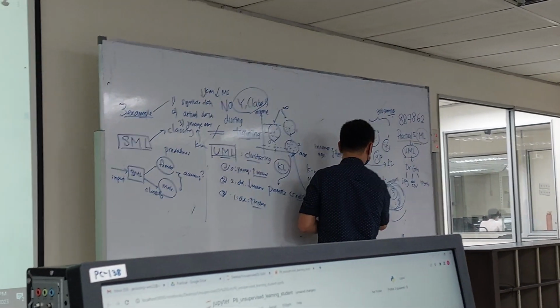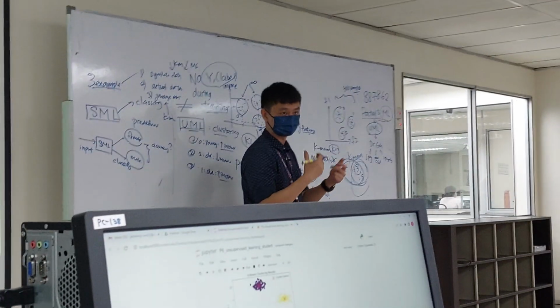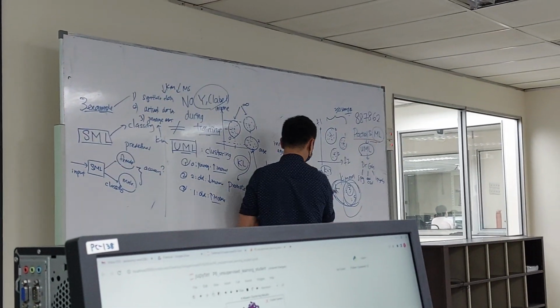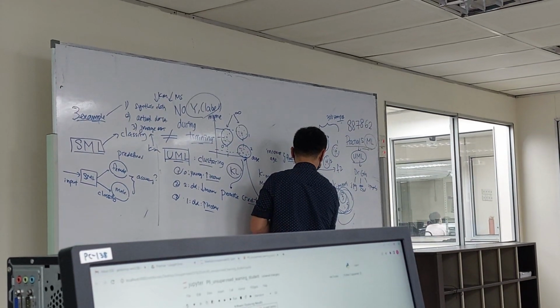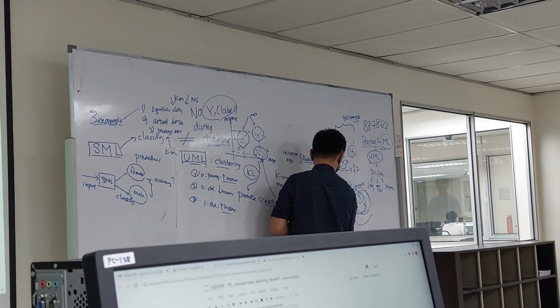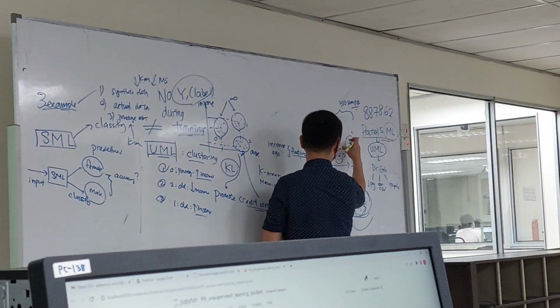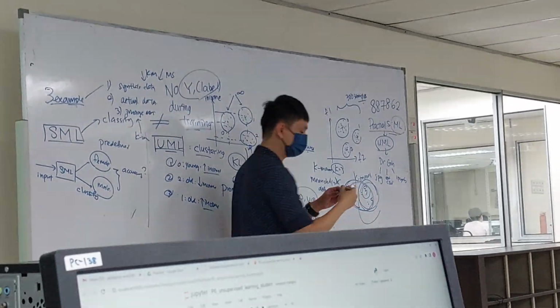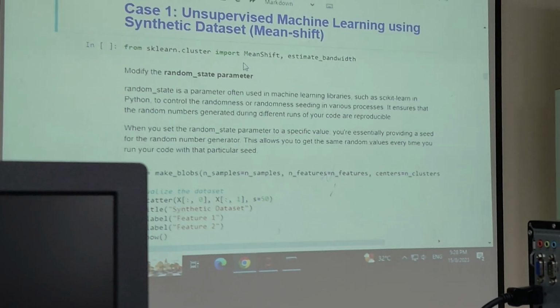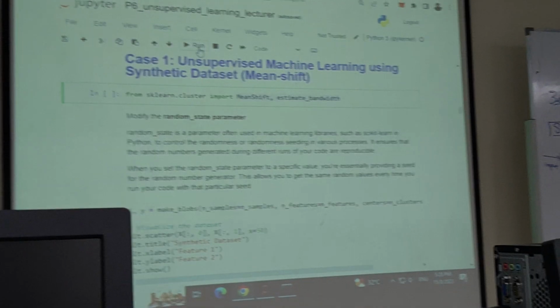Inside mean shift, we don't set the value of k. The mean shift will automatically find the number of clusters for you, but we have to define the window size. Okay, the window size. This is the window. So you find which area has the highest density. So come back to the code. We will call this function called mean shift. Okay, you can run this code.